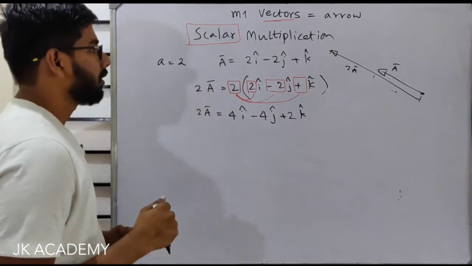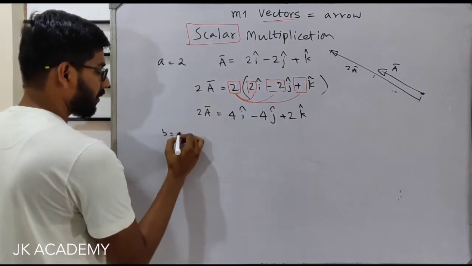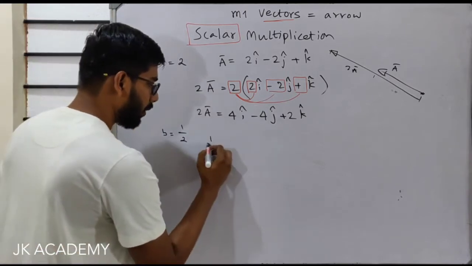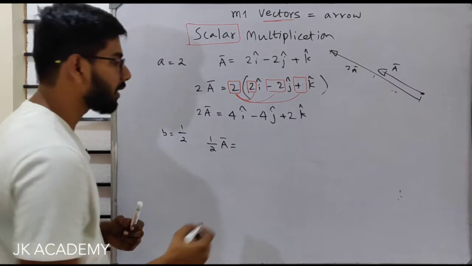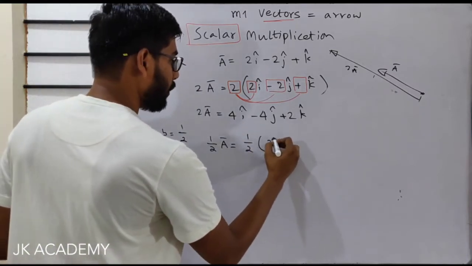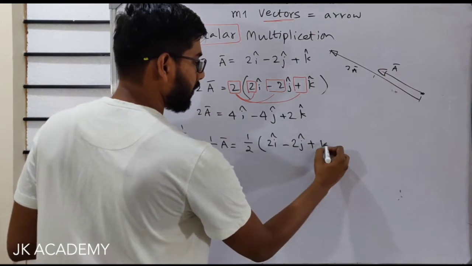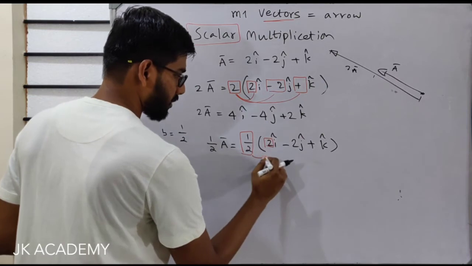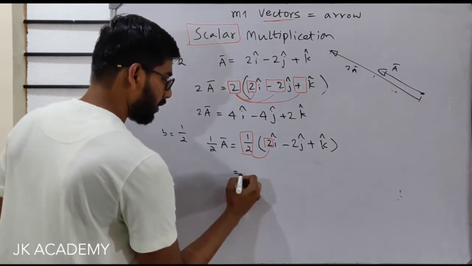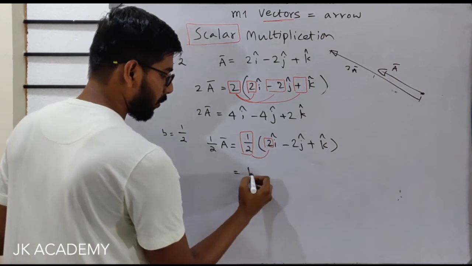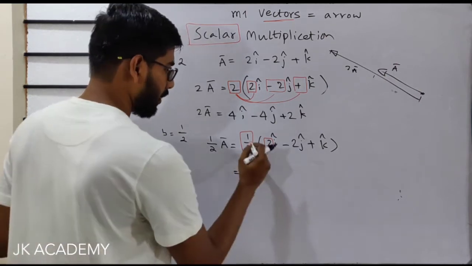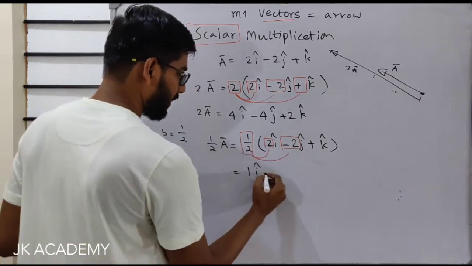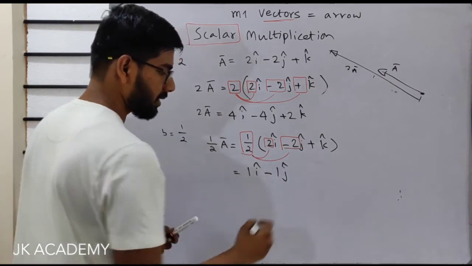Okay. So what do I mean if my scalar is now b equal to 1 by 2? What is 1 by 2 times a bar? It is 1 by 2 times (2i cap minus 2j cap plus k cap). Again, 1 by 2 into 2 first. What will I get? 1 by 2 into 2 is 2, the 2s cancel, so 1 i cap. Next, 1 by 2 into minus 2. Plus into minus is minus, 2 and 2 cancel, so it is minus 1 j cap.